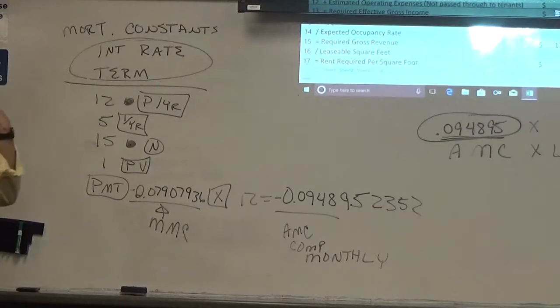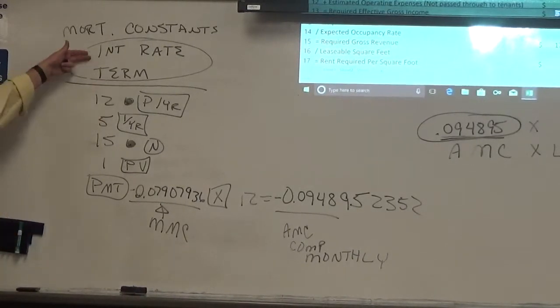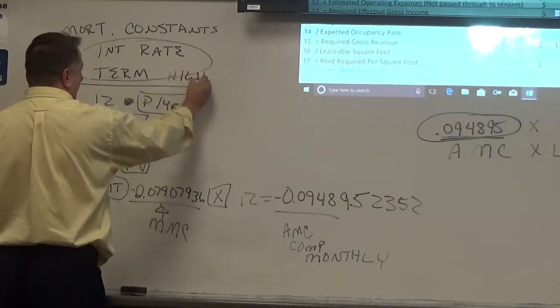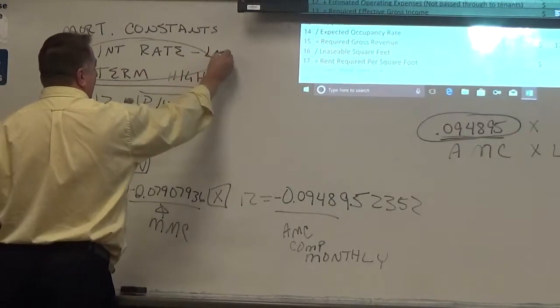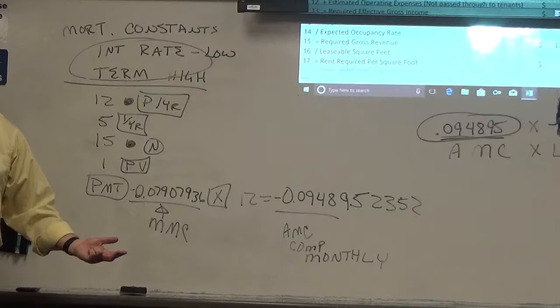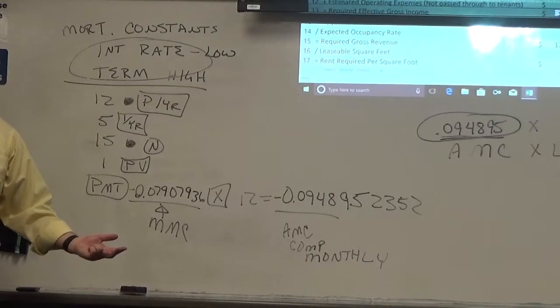If I wanted to get the lowest possible mortgage constant, what would I do about these two variables? In other words, which one would be high, which one would be low? Or would both be high, would both be low? High term, low interest. You would get a high term or long term, and you would get a low interest rate. That's going to give you the lowest overall mortgage constant, or lowest overall cost of borrowing. Does that make sense?